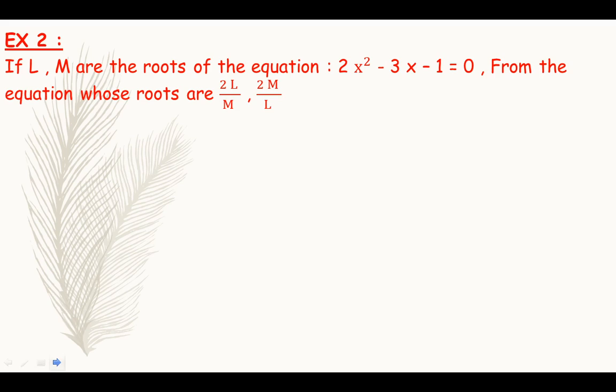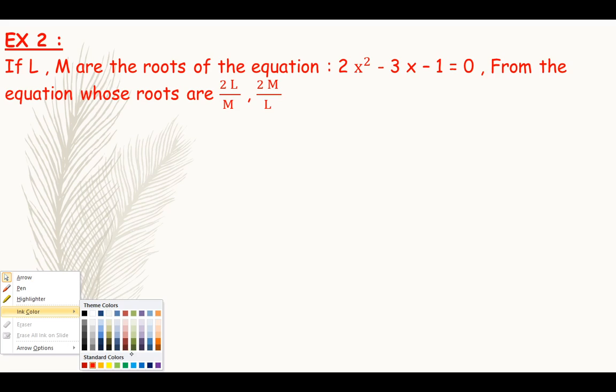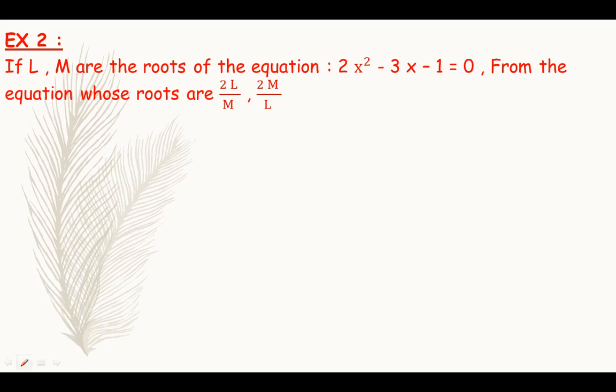If L and m are the roots of the equation 2x power of 2 minus 3x minus 1 equals 0, form the quadratic equation, the new equation, whose roots are 2L over m and 2m over L. Okay, let's solve it together. Solution.